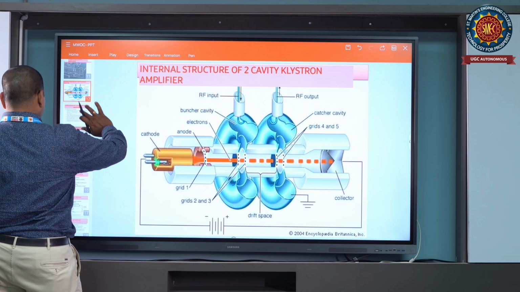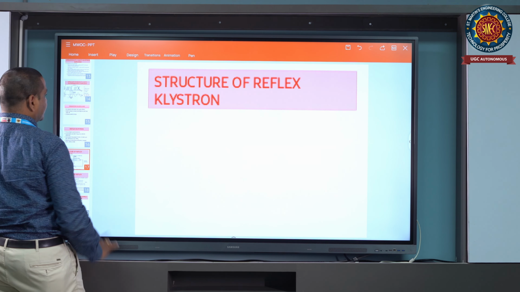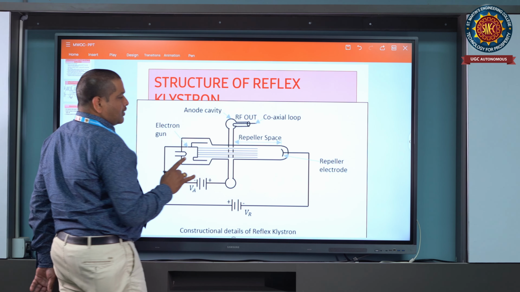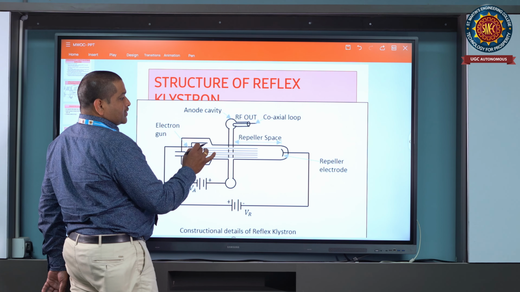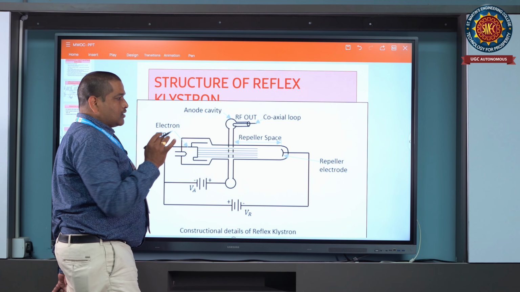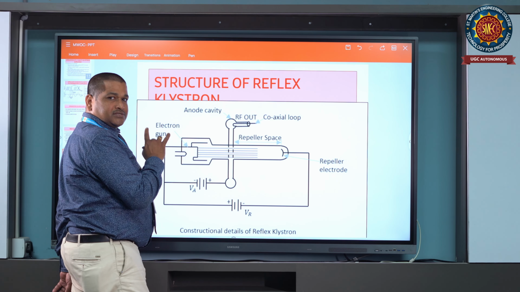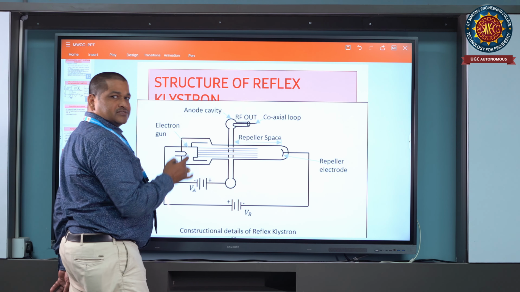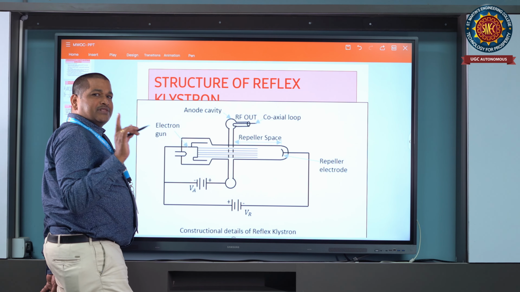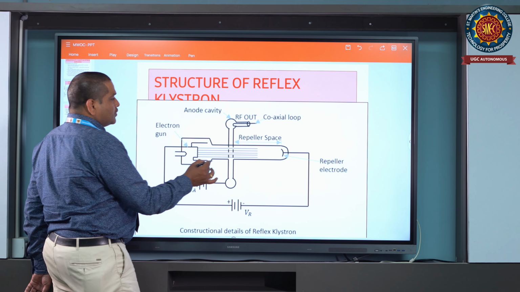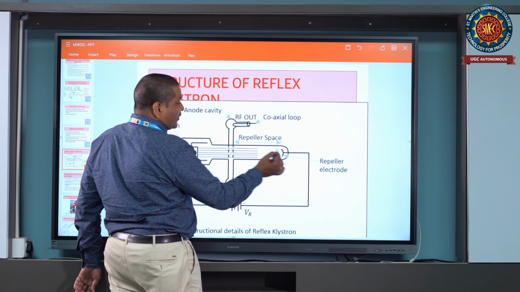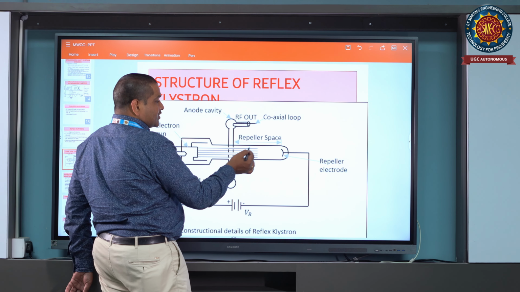In the same way, you will have the structure of the reflex klystron. Reflex klystron is a single cavity oscillator, where microwave tubes can be used either as an amplifier or an oscillator. The previous one I discussed is the amplifier, and here it is an oscillator. In reflex klystron, only one cavity is used for both bunching as well as catching. Here also the same principle will happen, but the electrons will be repelled back into this cavity for the second time.